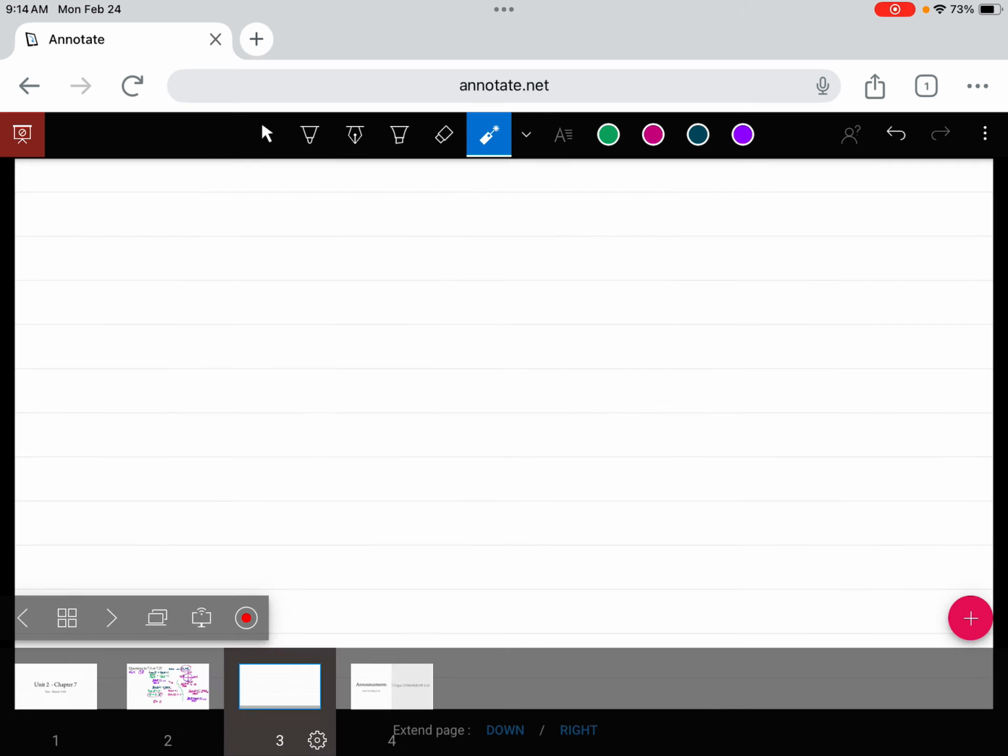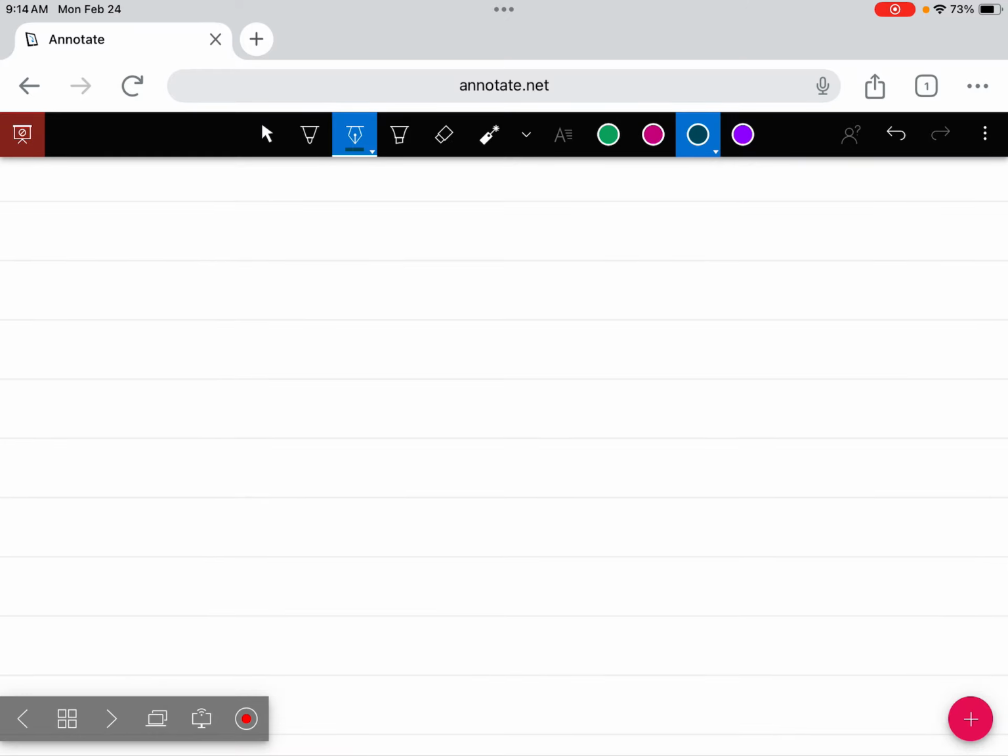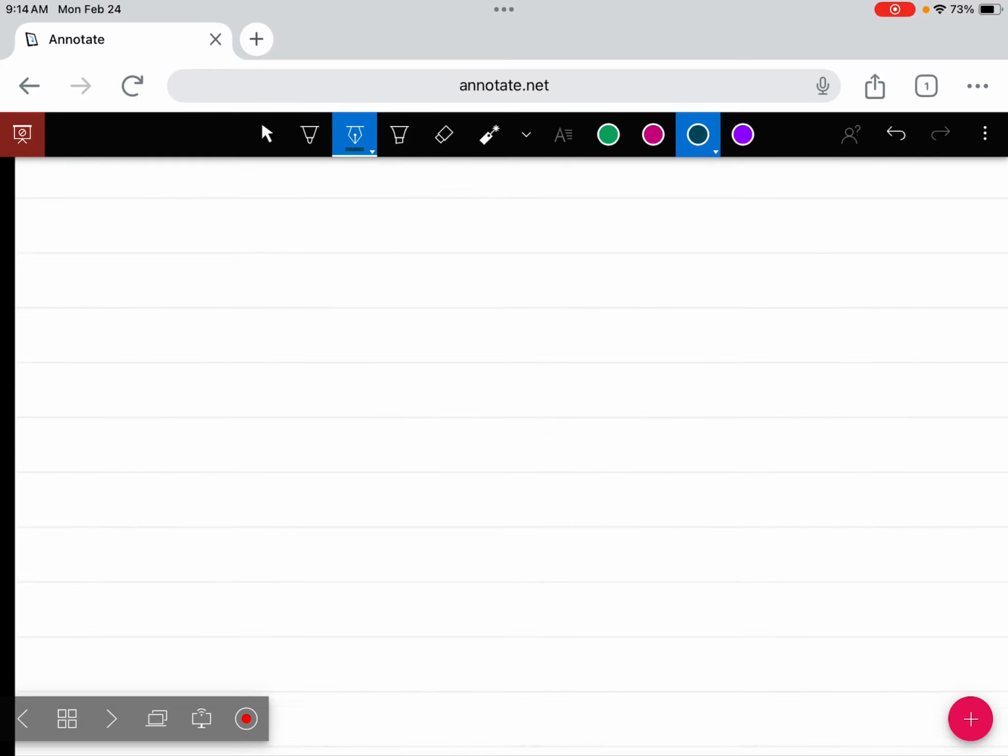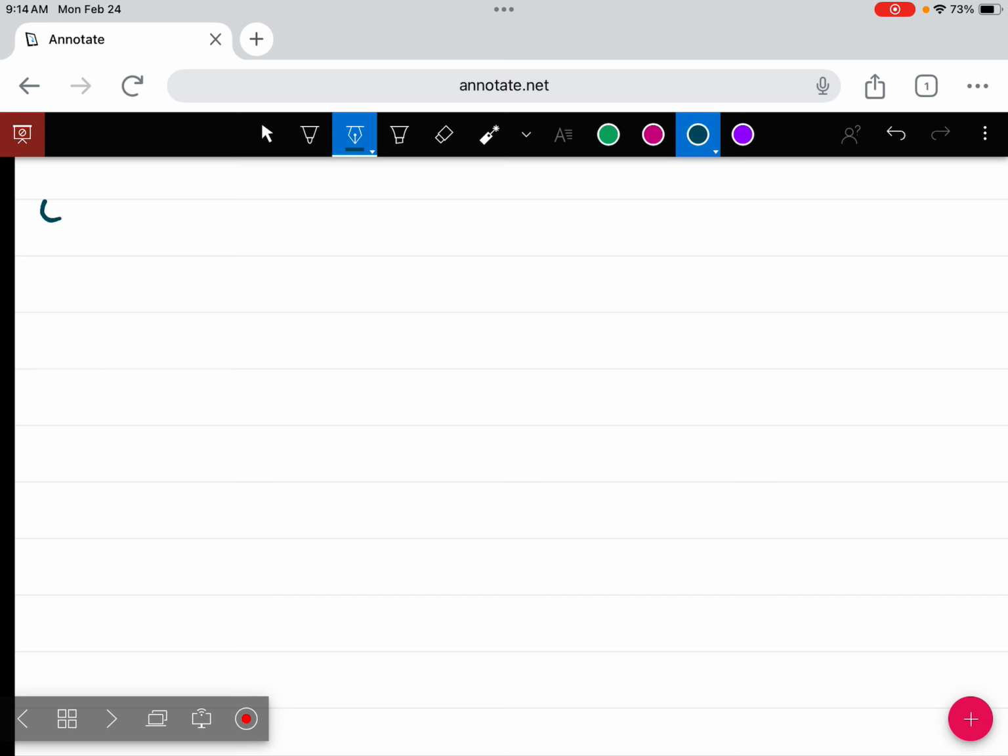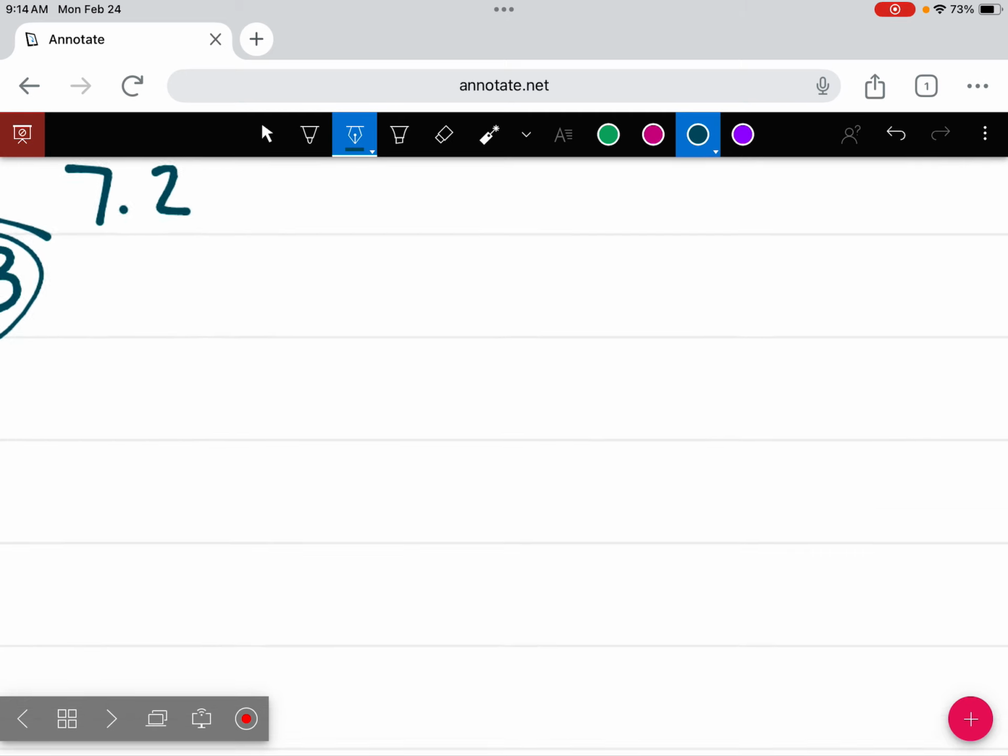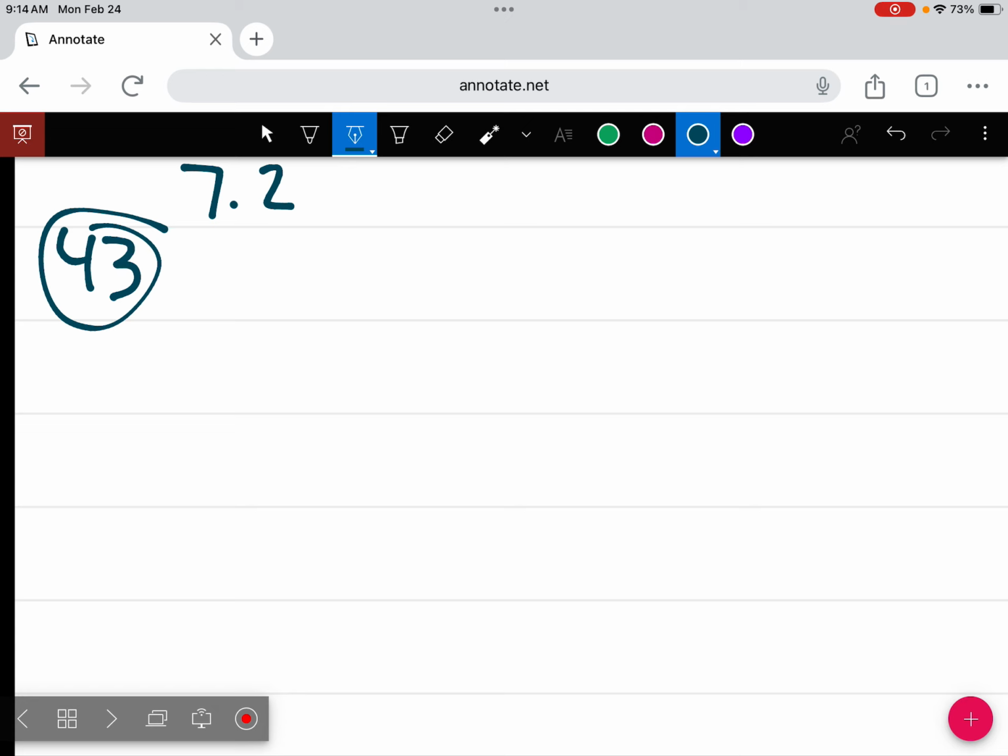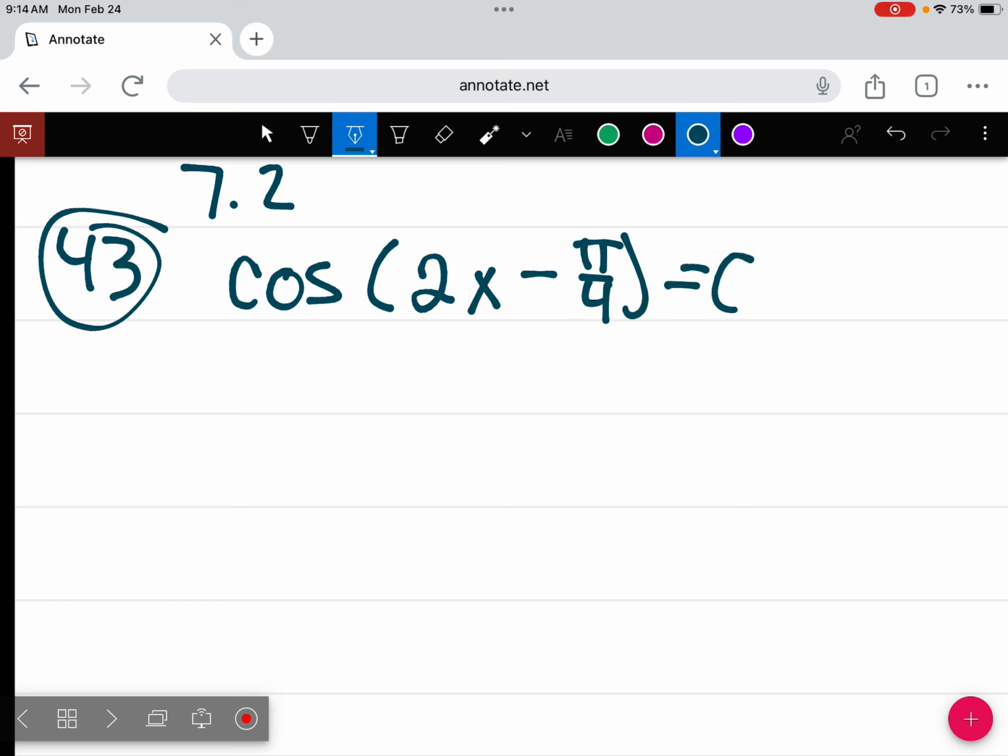All right, I know we had other ones. What was another one that we wanted to do? 43. 43 on 7.2? Yes. So 43 on 7.2. Okay, 43, that's another one on the interval. And we've got our cosine of 2x minus pi over 4 equals 0.